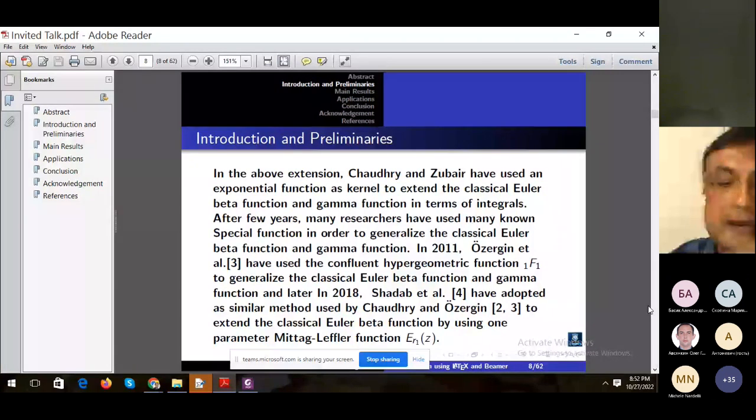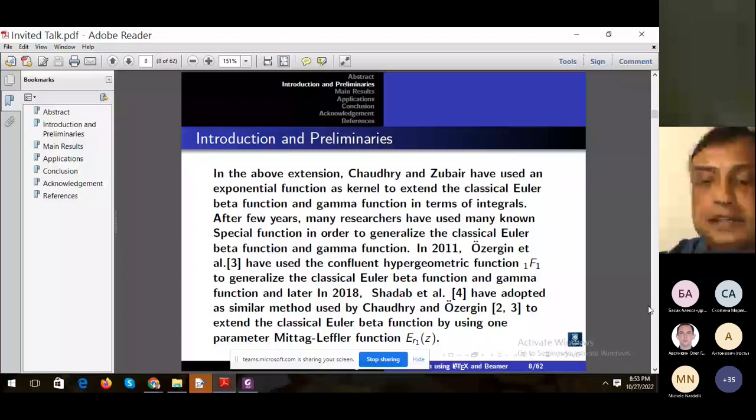And in 2018, Shadab et al. have adopted a similar method used by Chaudhry and Özarslan to extend the classical Euler's beta function by using the one-parameter Mittag-Leffler function E_{R1}.